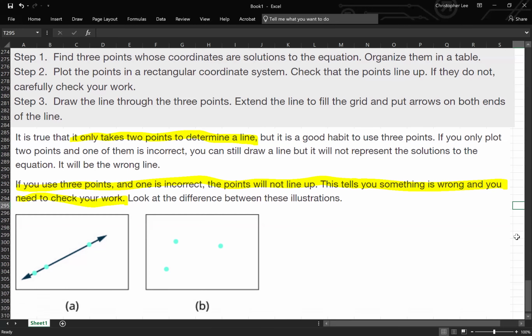So what they're trying to say is that if you only use 2 points and you did the math wrong on one of the points, right, you won't be able to tell that the line is not right.